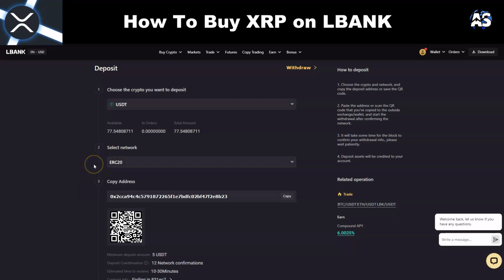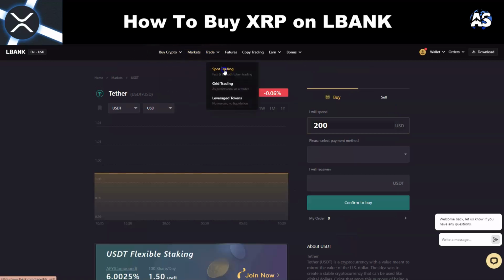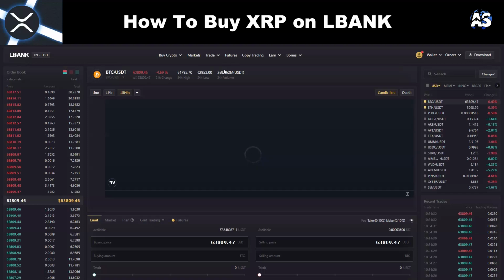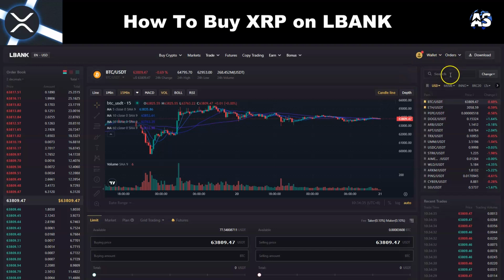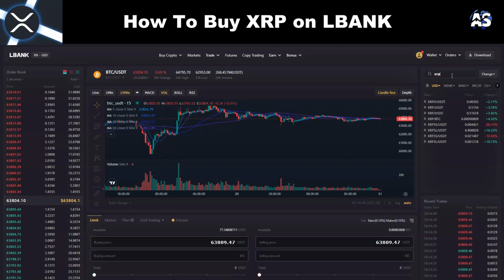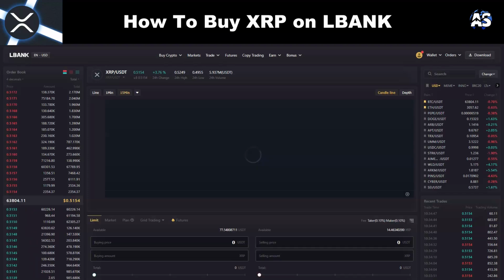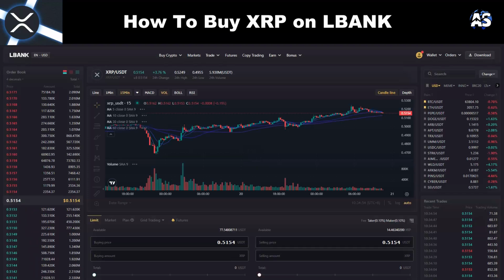Now, after you have your USDT in your possession, in your account, come to trade. I'll go over here. Trade, spot trading, okay? So you come here. From here, you just see numbers and you'll see a graph and more. From over that search bar, which is so important, type in XRP, look for the trading pair of USDT. Make sure it says XRP USDT. You click on that, and then now you're ready to buy XRP Ripple USDT.